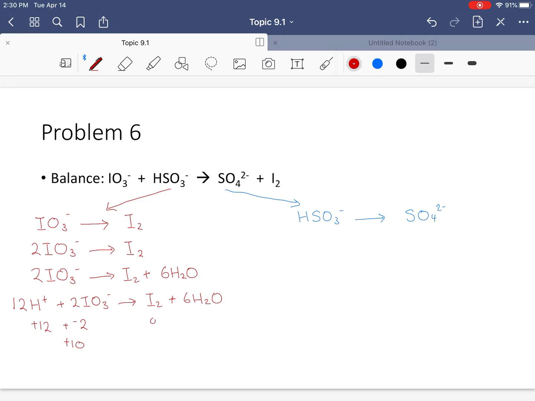Okay. The right side looks great because I2 has no charge. 6 water has nothing. So there's no charge on the right side and 10 plus charge on the left side. To make them equal, remember we can only add electrons, and electrons are negative. We will add 10 electrons on the left to balance this out.